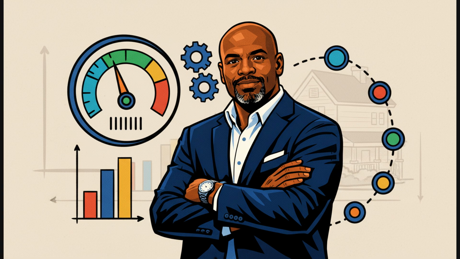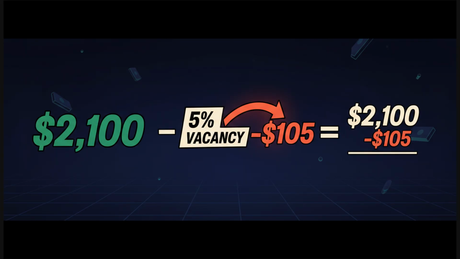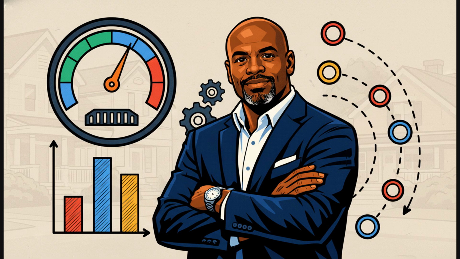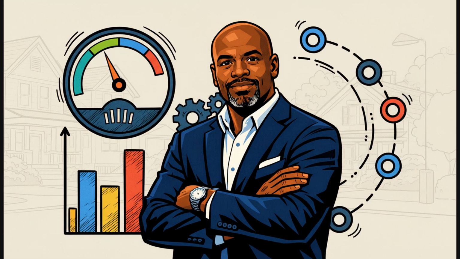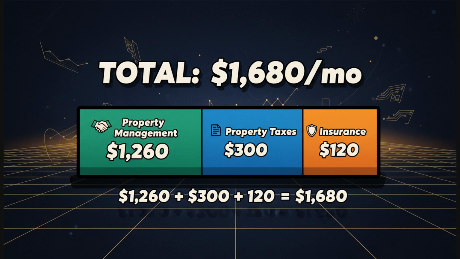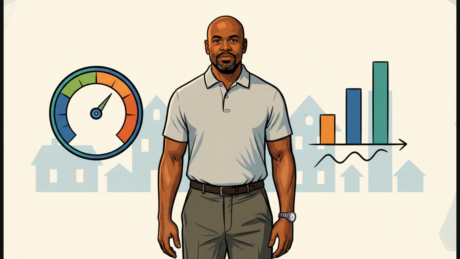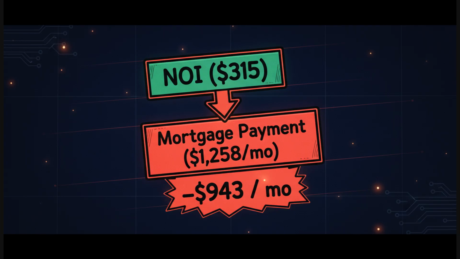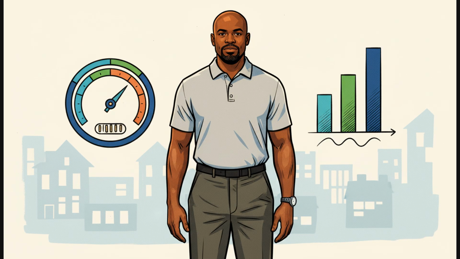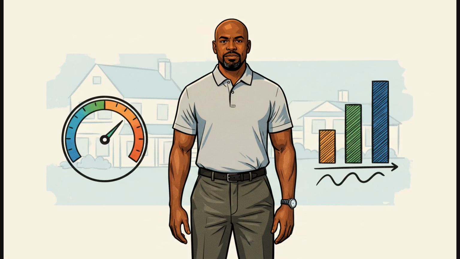Do the calculation. Gross income, $2,100. Subtract vacancy at 5%, $105. Effective gross income, $1,995. Subtract operating expenses, $1,260 for management, $300 for taxes, $120 for insurance. Total operating expenses, $1,680. Your NOI is $315. Subtract your mortgage payment of $1,258. Your annual cash flow is negative $943. Monthly cash flow is negative $79.